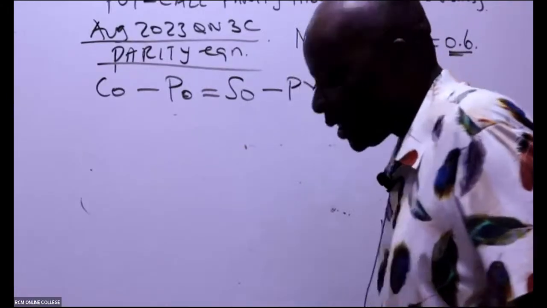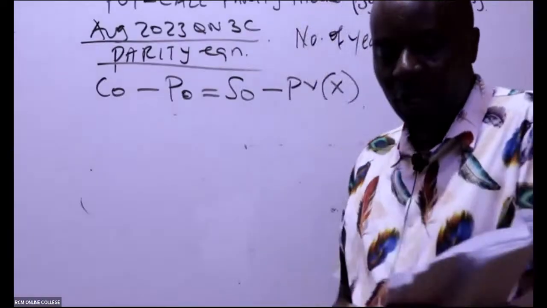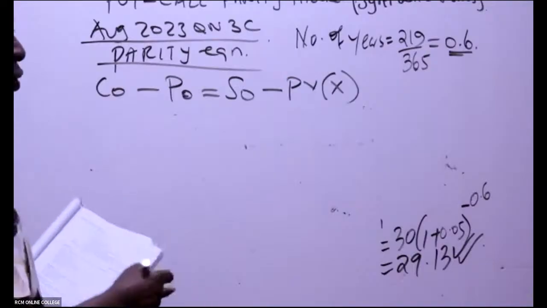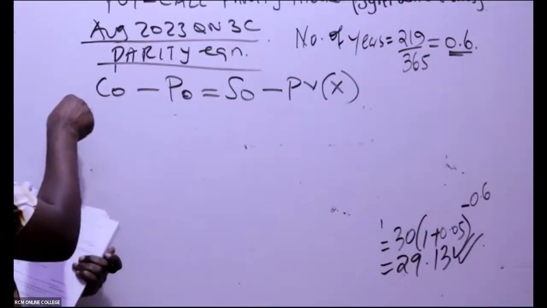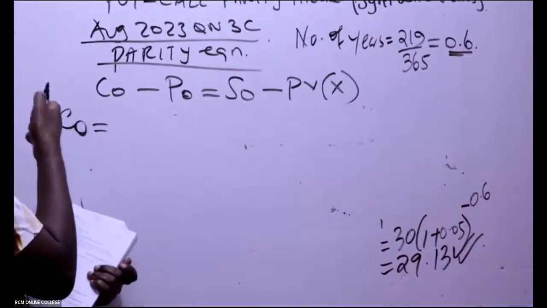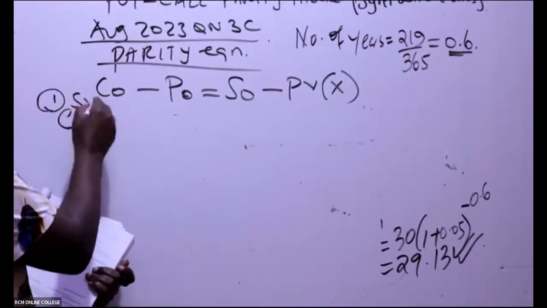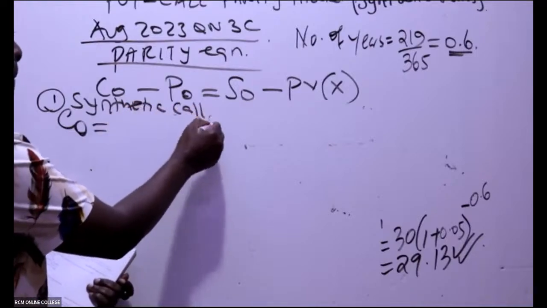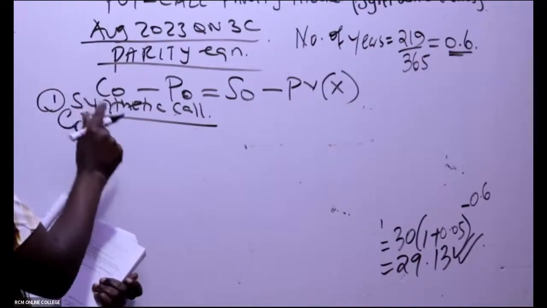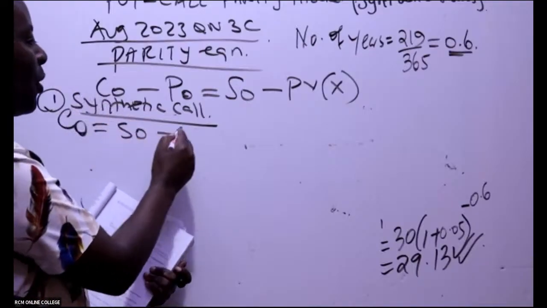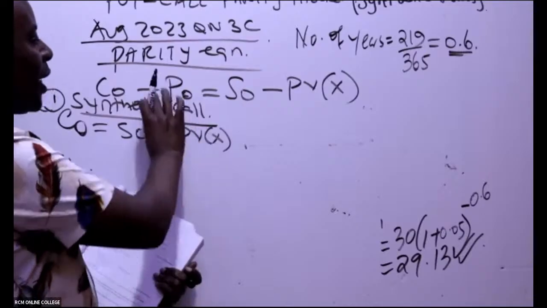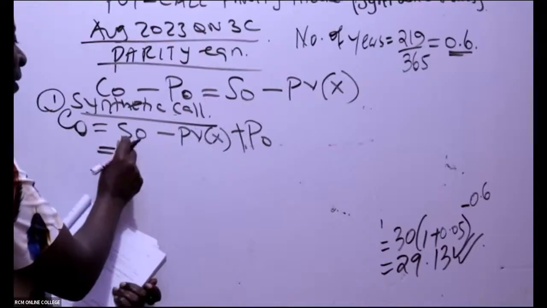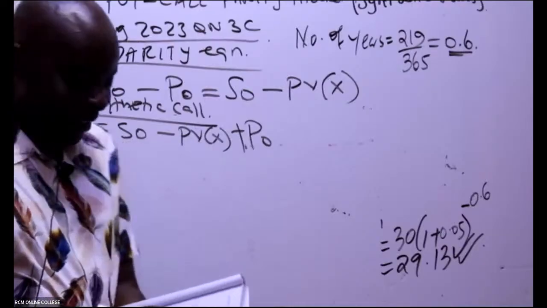The requirement, the synthetic asset value that they want us to get first of all, in Roman 1, is the synthetic call option, the CO. And what have we said about this CO? Make CO the subject of the formula. So number 1, synthetic call: CO will be equal to SO minus the present value of the exercise price. This is crossing over, now it becomes PO. So do we have these values from our question?